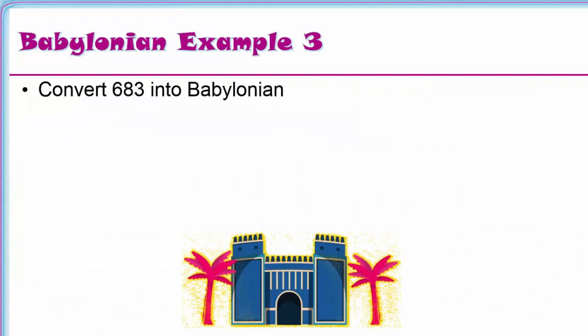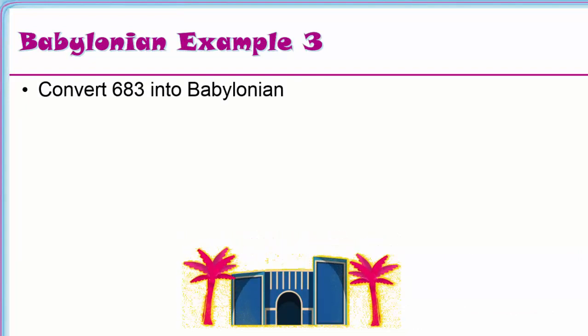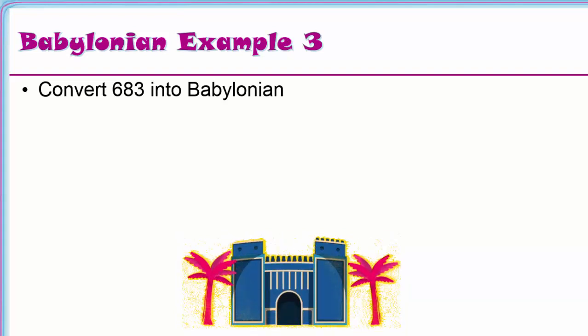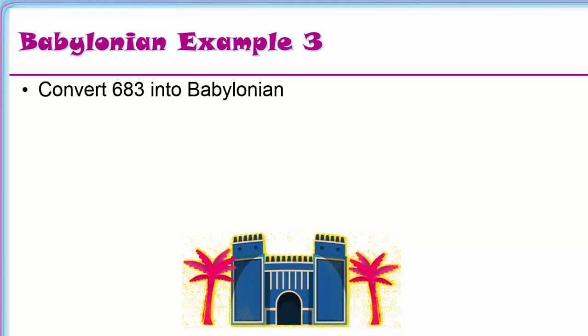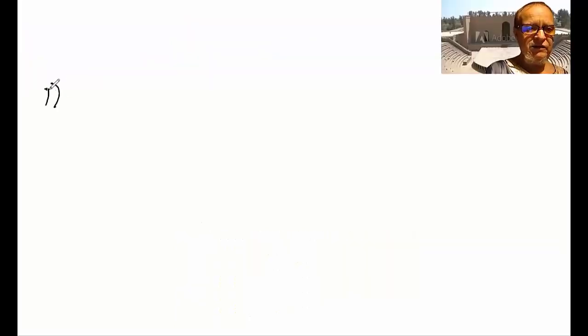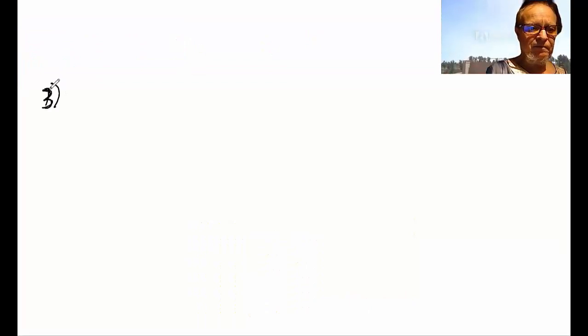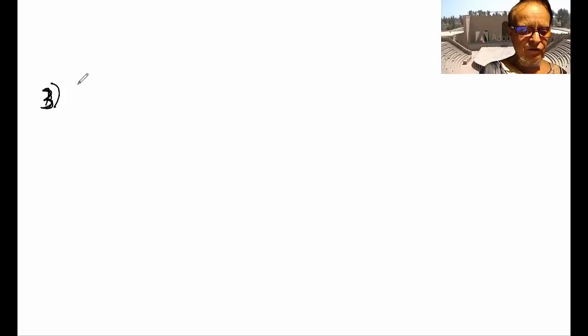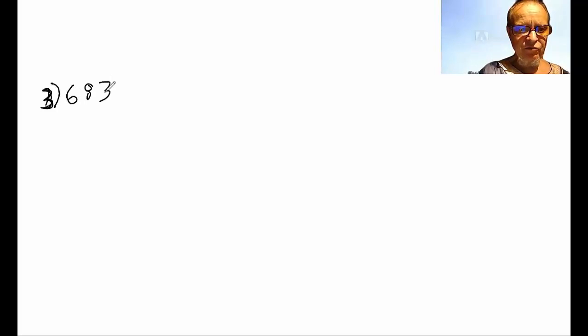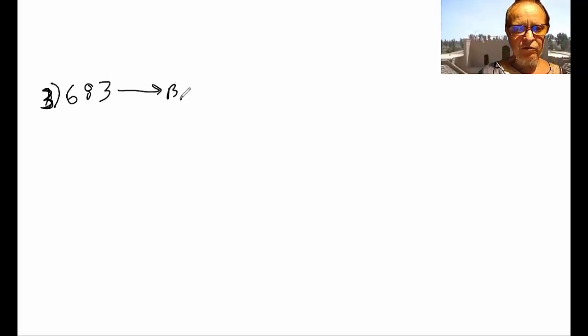In example number 3, we're asked to convert 683 into Babylonian. So let us go over to the whiteboard and work this out in detail. In this example, I am asked to convert 683 into Babylonian.